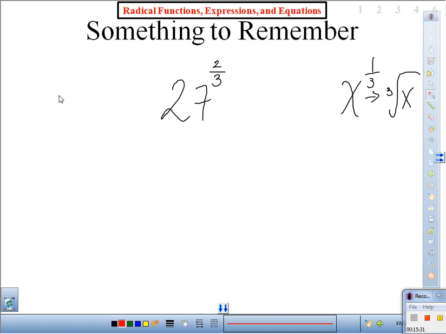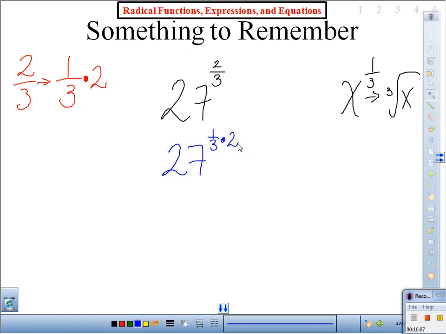So check this out. I'm going to write this exponent big over here. 2/3 can be rewritten as 1/3 times 2. Let me go backwards. What is 2 times 1? 2, and over 3. Does everybody agree with that so far? Okay. So if that's true, I'm going to rewrite this. I'm going to change color so that you see that I rewrote this: 27 to the 1/3 times 2.